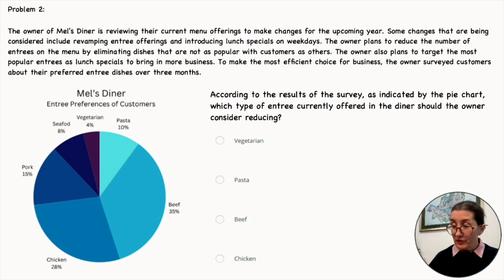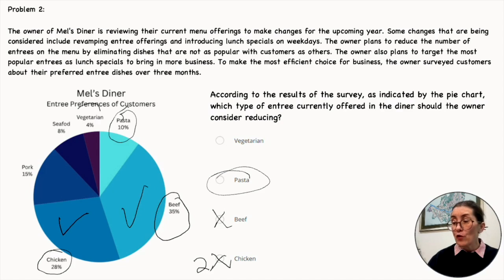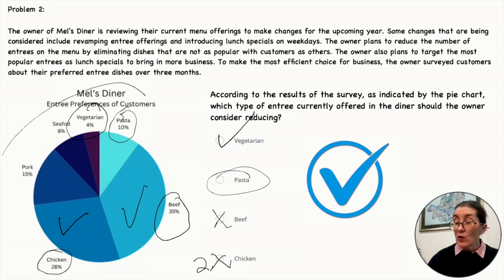So let's start at the bottom. We've got chicken here at 28%, and that seems to be the second most popular. So I think we'll keep that one. Beef at 35% is the most popular, so we're going to keep that. So we can cross those out. Let's look at pasta. Pasta is low at 10%, so we'll keep going. Vegetarian at 4% is the lowest of these options, and it looks like the lowest of all of them. So vegetarian is the one the owner should consider eliminating.